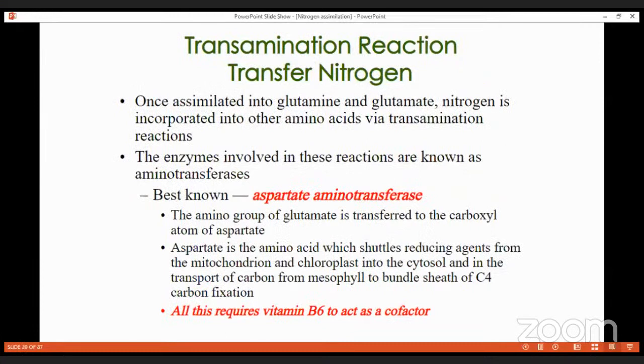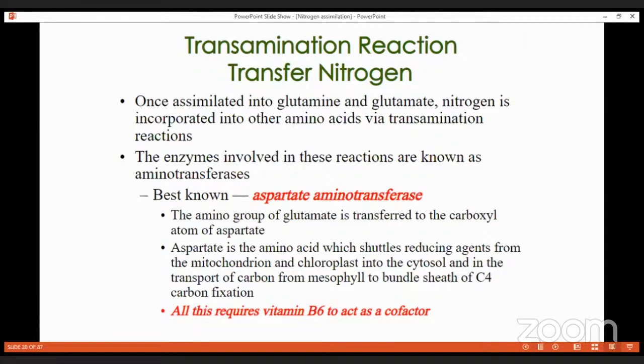Then in the amino acid conversion, the basic reaction is transamination, the transfer of the amine group. How is it done? It is done basically by aspartate aminotransferase. Okay, different aminotransferases are involved, but the best example is aspartate aminotransferase. Okay, so once the assimilation is done into the glutamine and glutamate molecules, nitrogen is already present in your amino acids. So how is it transferring?